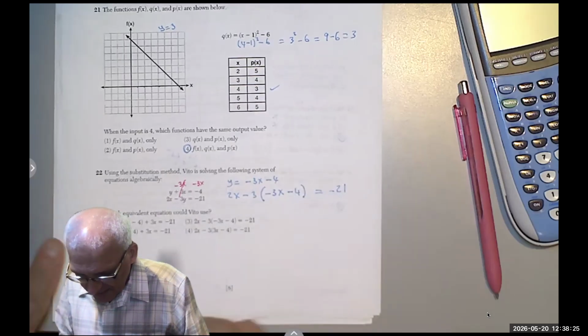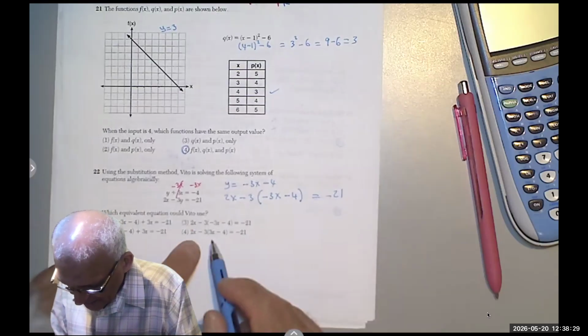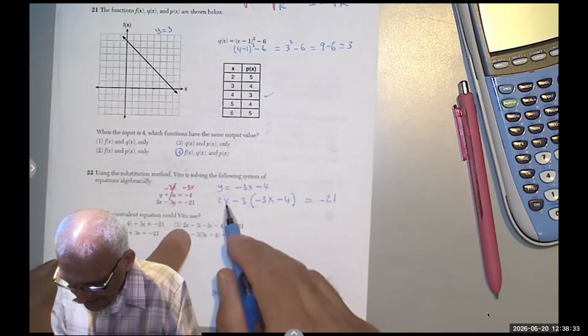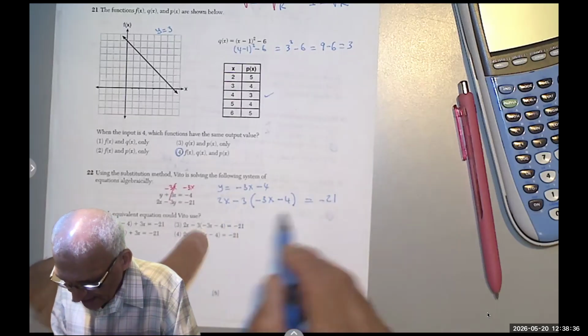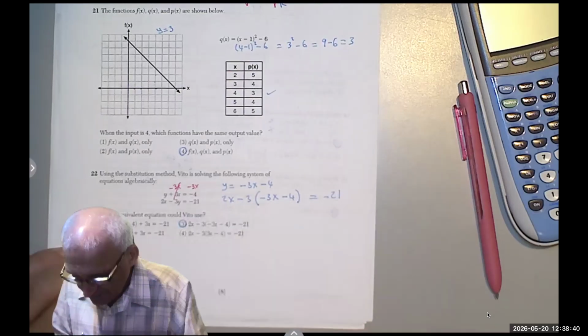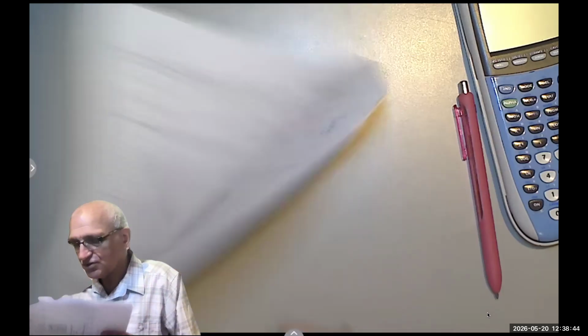Oh, do they have that? So they didn't solve. Oh, the top one: 2x minus 3 times negative 3x minus 4 equals negative 21. It's just the first step of the substitution.